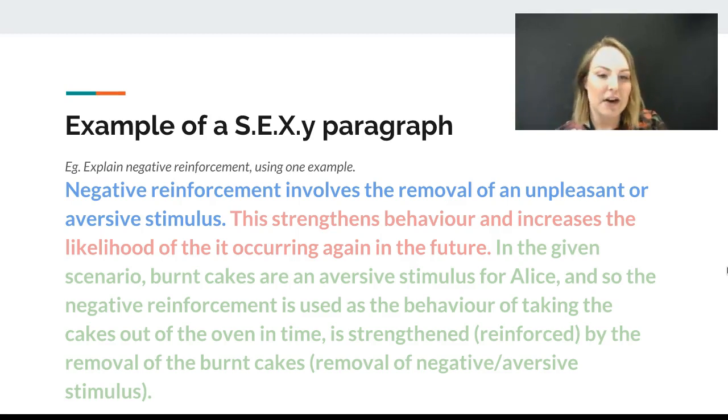So in the given scenario, burnt cakes are an aversive stimulus for Alice. And so negative reinforcement is used as the behavior of taking the cakes out of the oven in time is strengthened. So that behavior is reinforced by the removal of the burnt cakes. So the removal of the aversive stimulus. Okay. Now we haven't got to our learning topic yet, so this might sound like French, but what I want you to take away here is that that paragraph structure is what's being used here. Really important that you follow that.